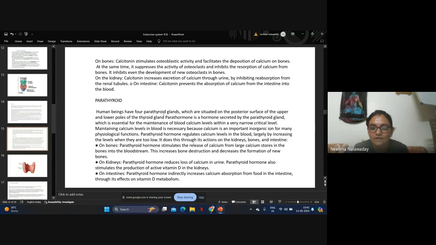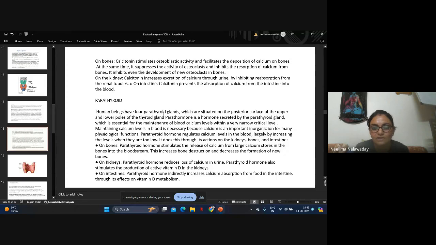Four parathyroid glands. There are a total of four parathyroid glands, which are situated on the posterior surface of the upper and lower poles of the thyroid gland. The hormone secreted by the parathyroid gland is called parathormone, which is essential for the maintenance of blood calcium levels. It works opposite to the calcitonin.